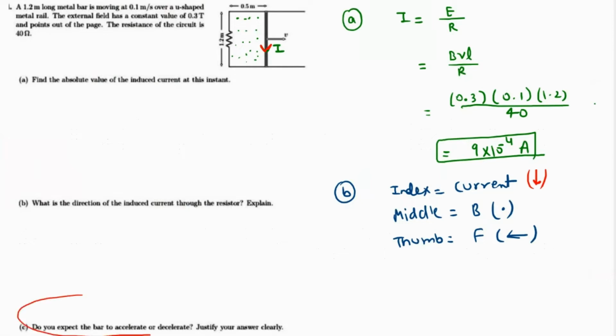And do you expect the bar to accelerate or decelerate? In a way, we have already answered that, because the force will definitely act towards the left. Left means the acceleration is towards the left, and the velocity is towards the right. So definitely it is going to decelerate as the force is towards the left.